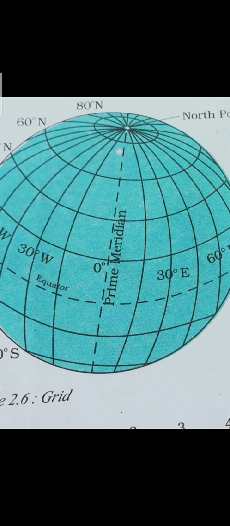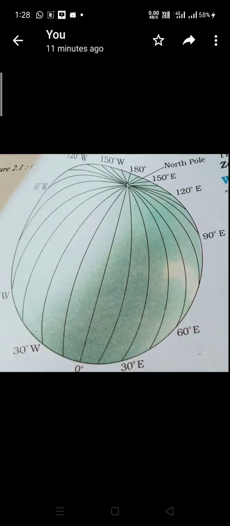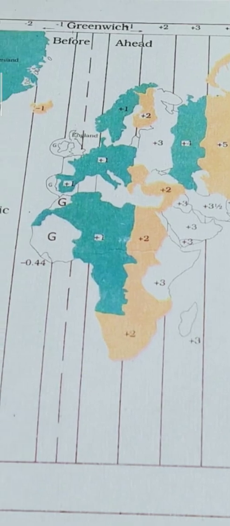So how will you compare? Now from the prime meridian, if you go towards your east, can you see the first longitude? Wait, I will show you one more figure, more detailed. Can you see the prime meridian dotted line over here? Now if you go towards the east, can you read the words ahead and before?